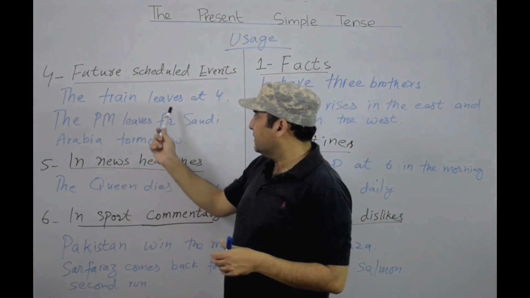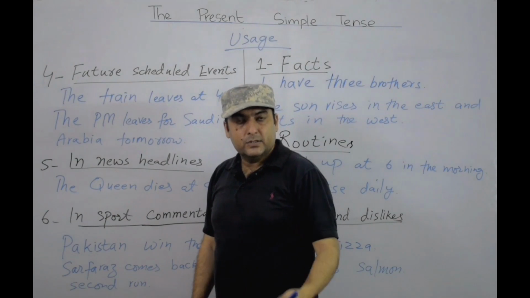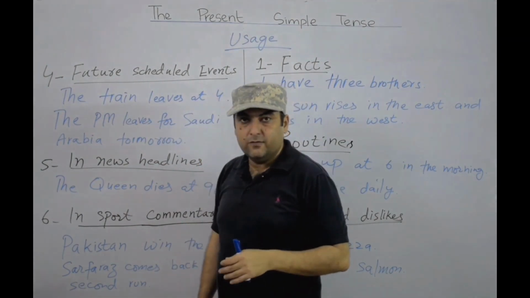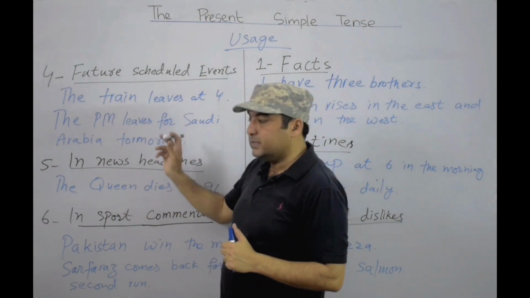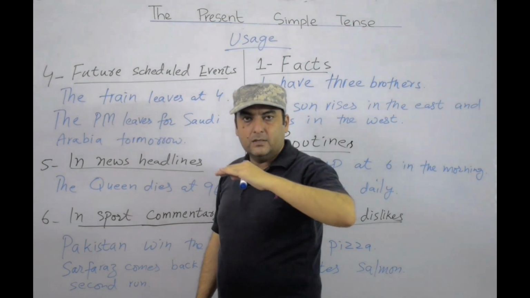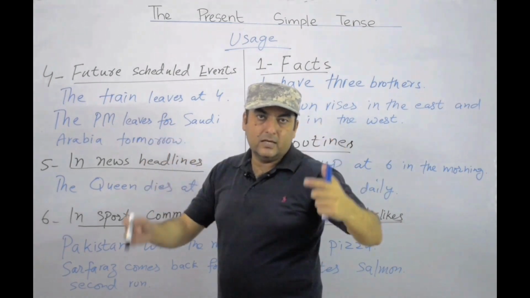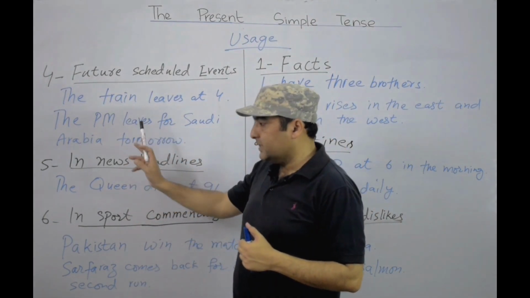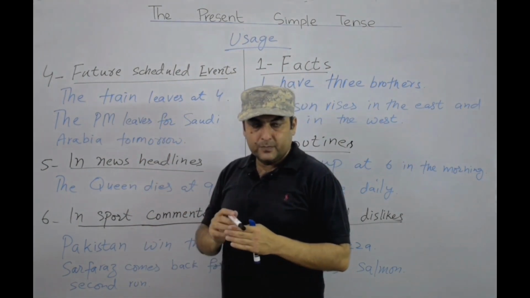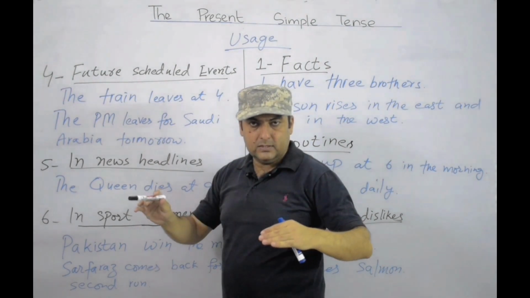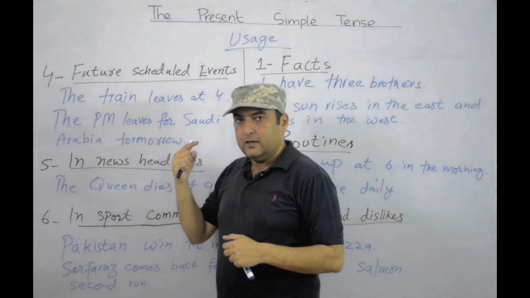For example, the train leaves at 4. What's the time? Yes, it's 3:30 now. And if I say the train leaves at 4, I could also say the train will leave at 4, but this is also correct. Why do I use this tense here? Because the departure of a train is a scheduled event and it follows a timetable. The same is the case with the next sentence. For example, the PM leaves for Saudi Arabia tomorrow. So again, it's scheduled, and we use the present simple tense to talk about the future action.